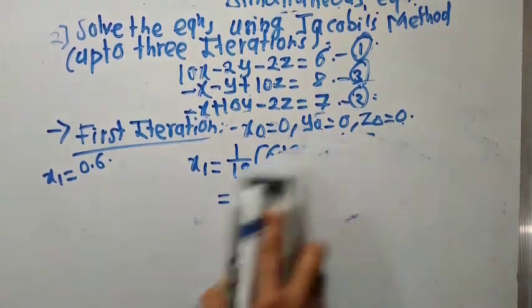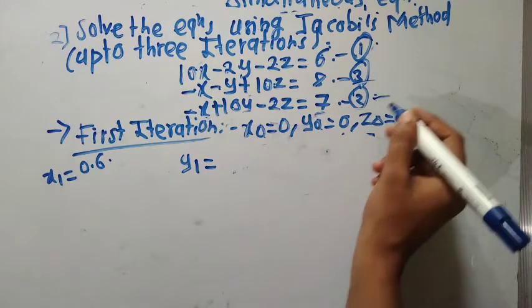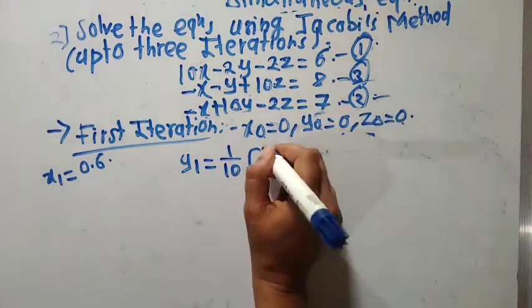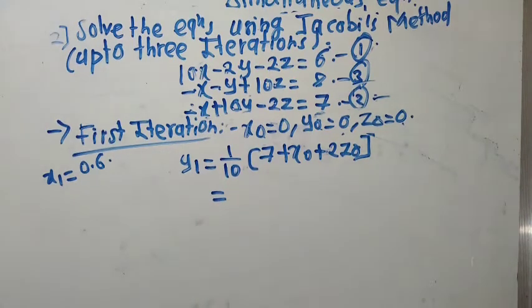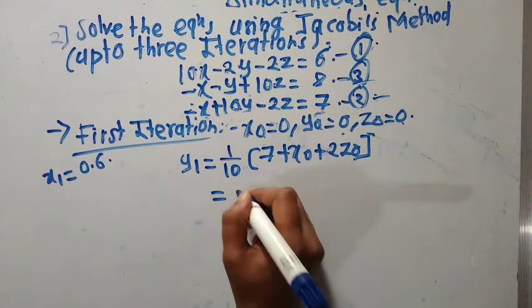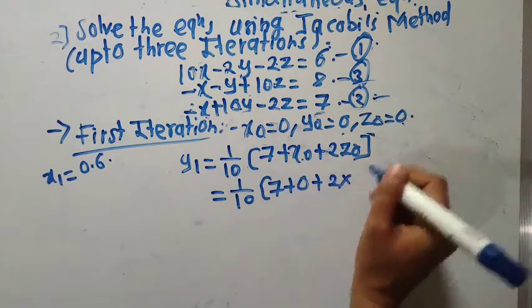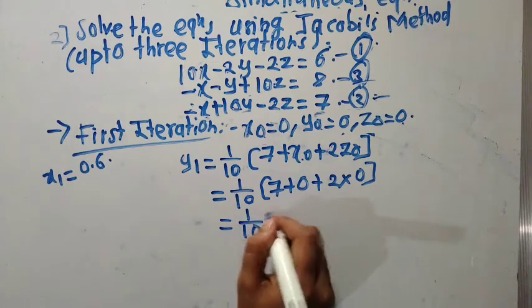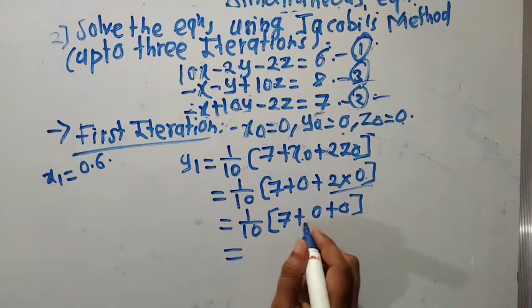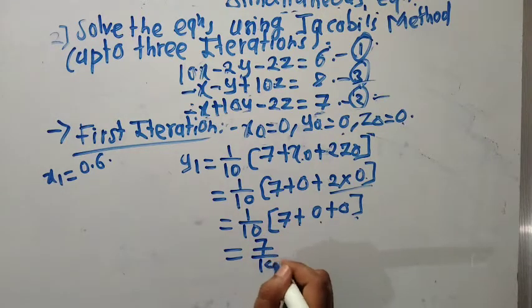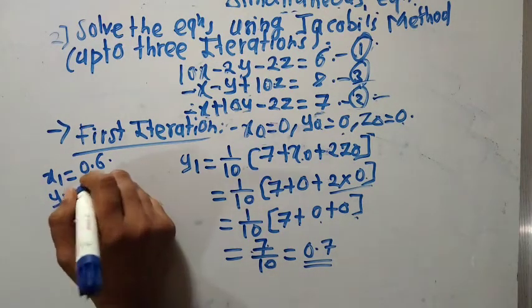Then find out y1. So here y1 is equal to, using the second equation, 1 by 10, 7 plus x0 plus 2z0, which is equal to 1 divided by 10, 7 plus x0 is 0 plus 2 into z0 is 0, which is equal to 1 divided by 10, 7 plus 0 plus 0, so 7 divided by 10 which is 0.7. So y1 is equal to 0.7.